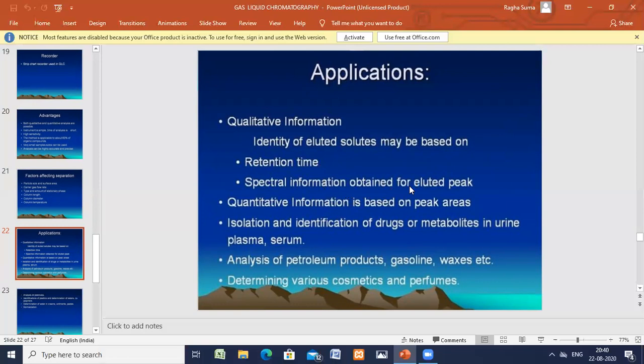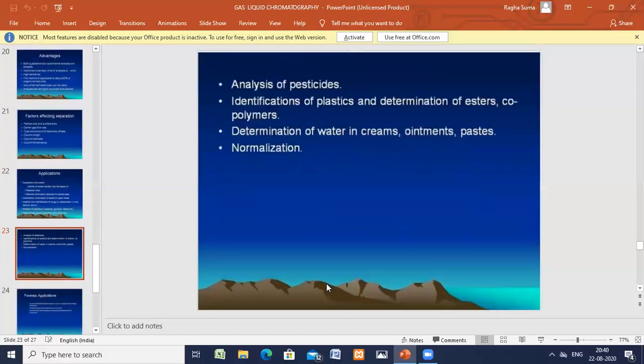Isolation and detection of drugs or metabolites in urine, plasma, serum. Petroleum products like gasoline and waxes can be analyzed. Cosmetics and perfumes can also be analyzed using the GLC. Also pesticides, identification of plastics, and the determination of esters and copolymers can be achieved in this GLC.